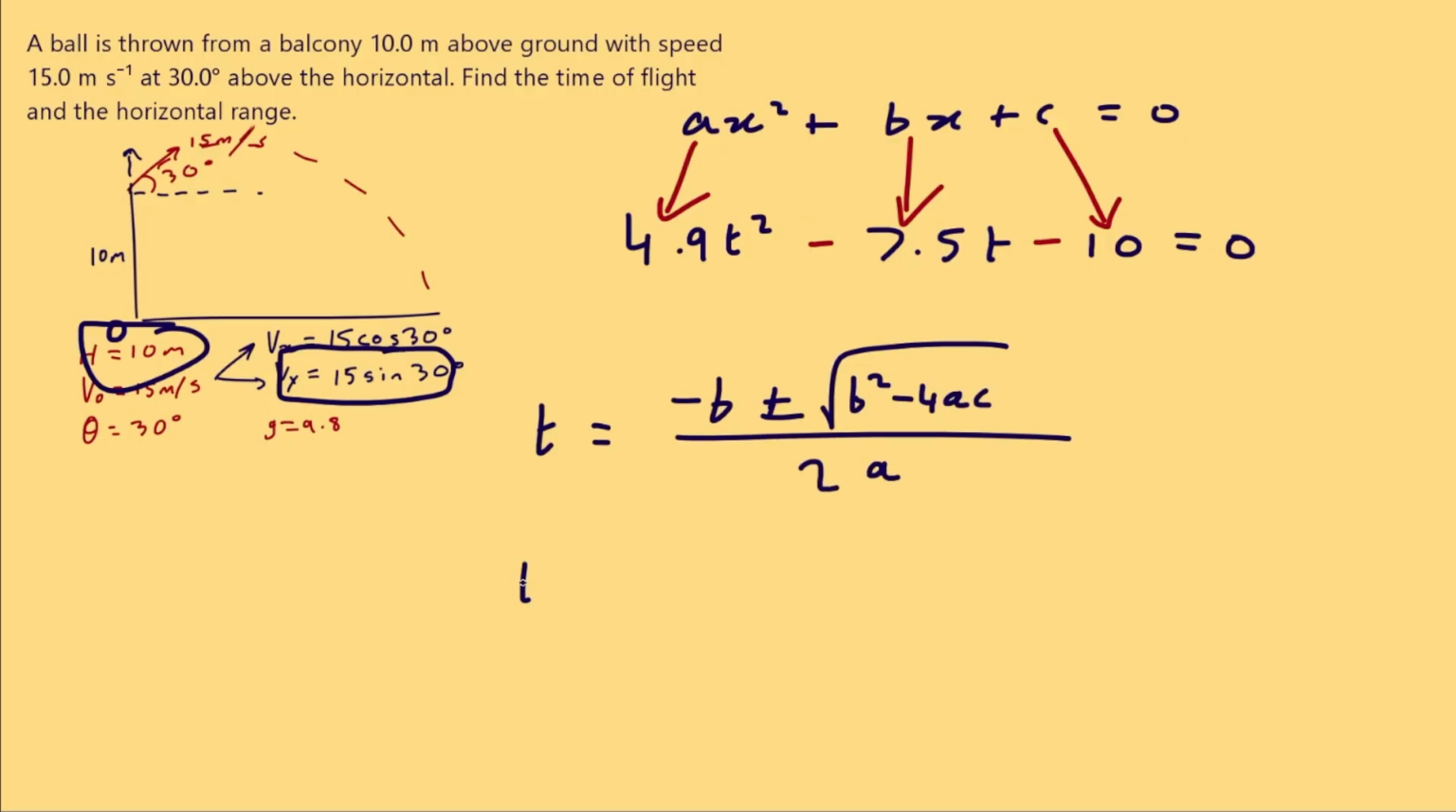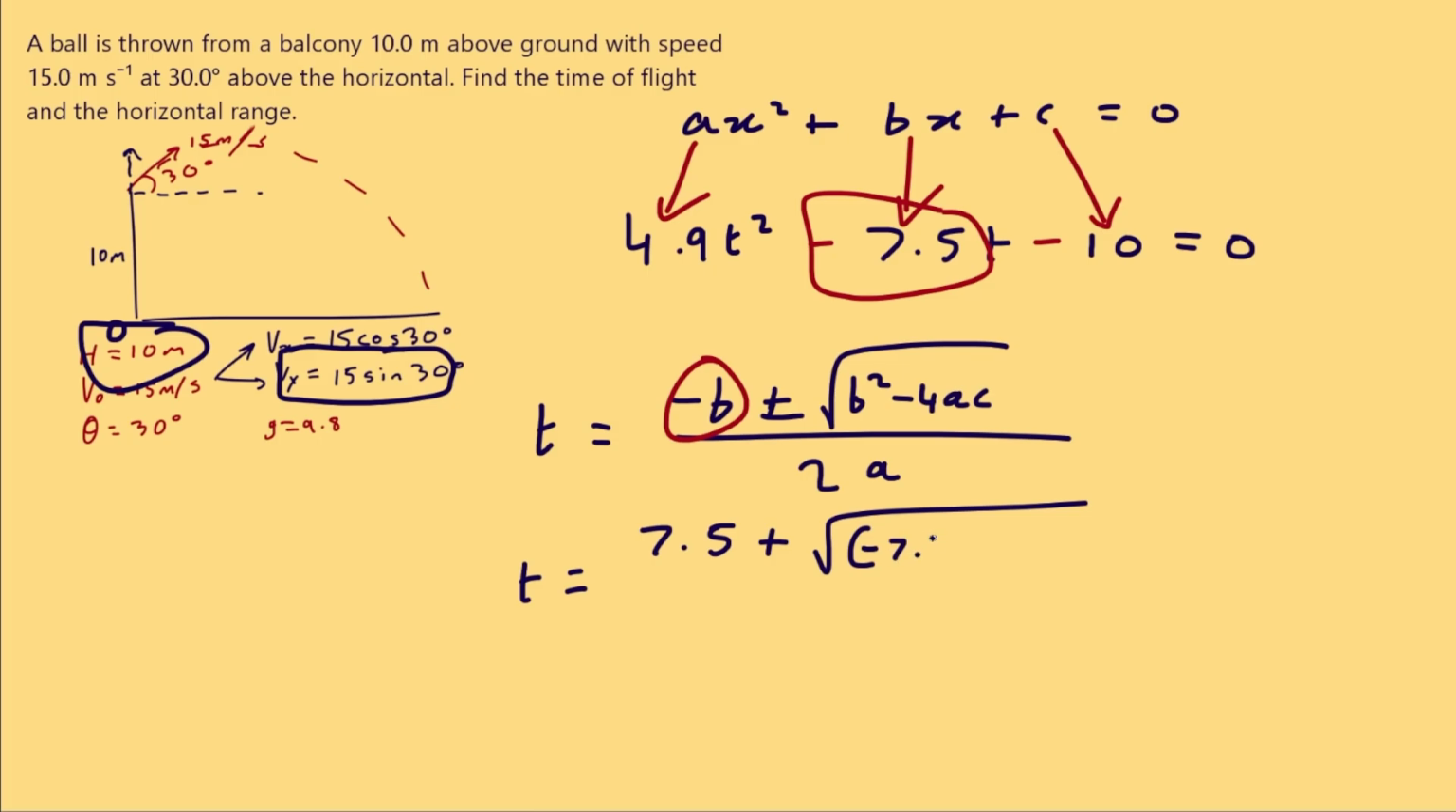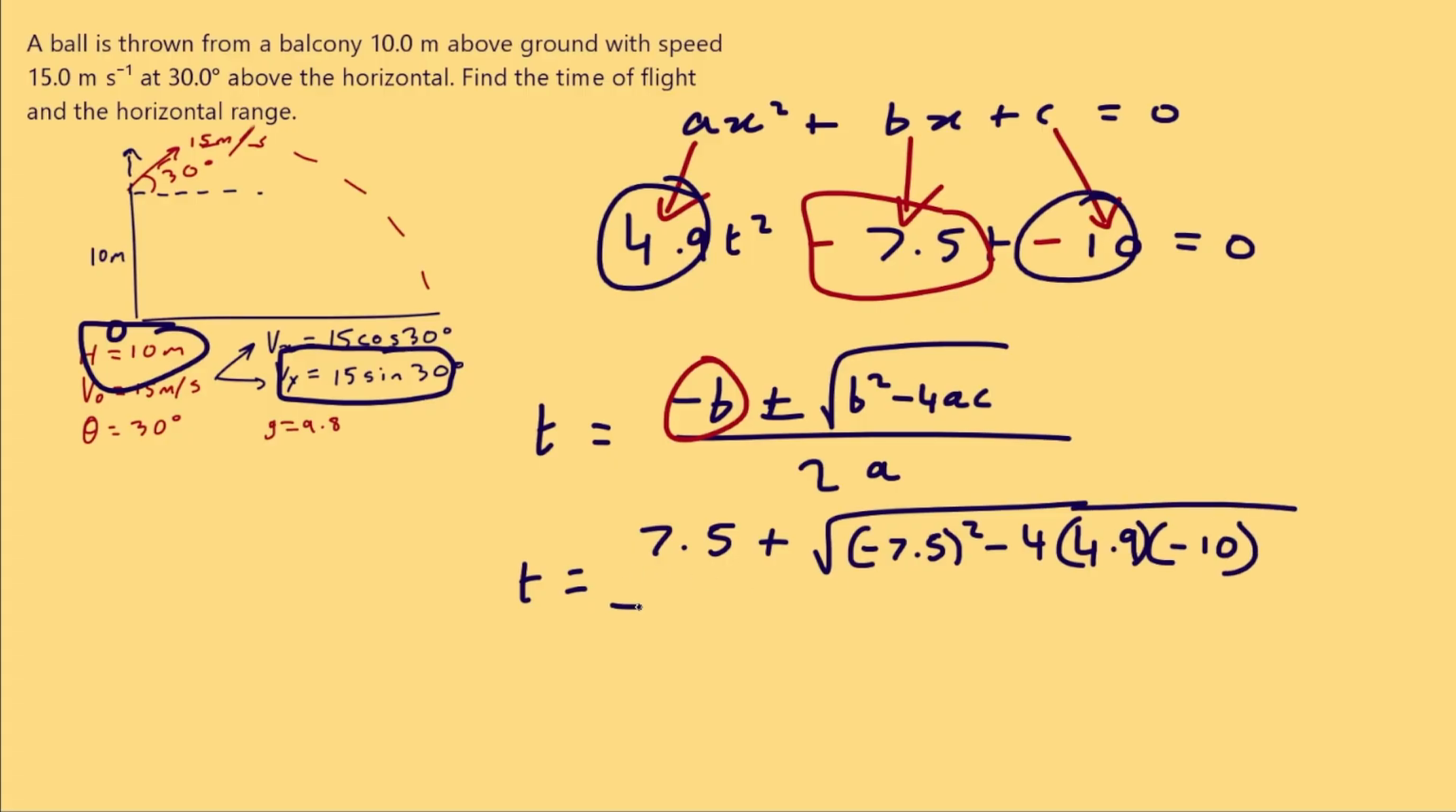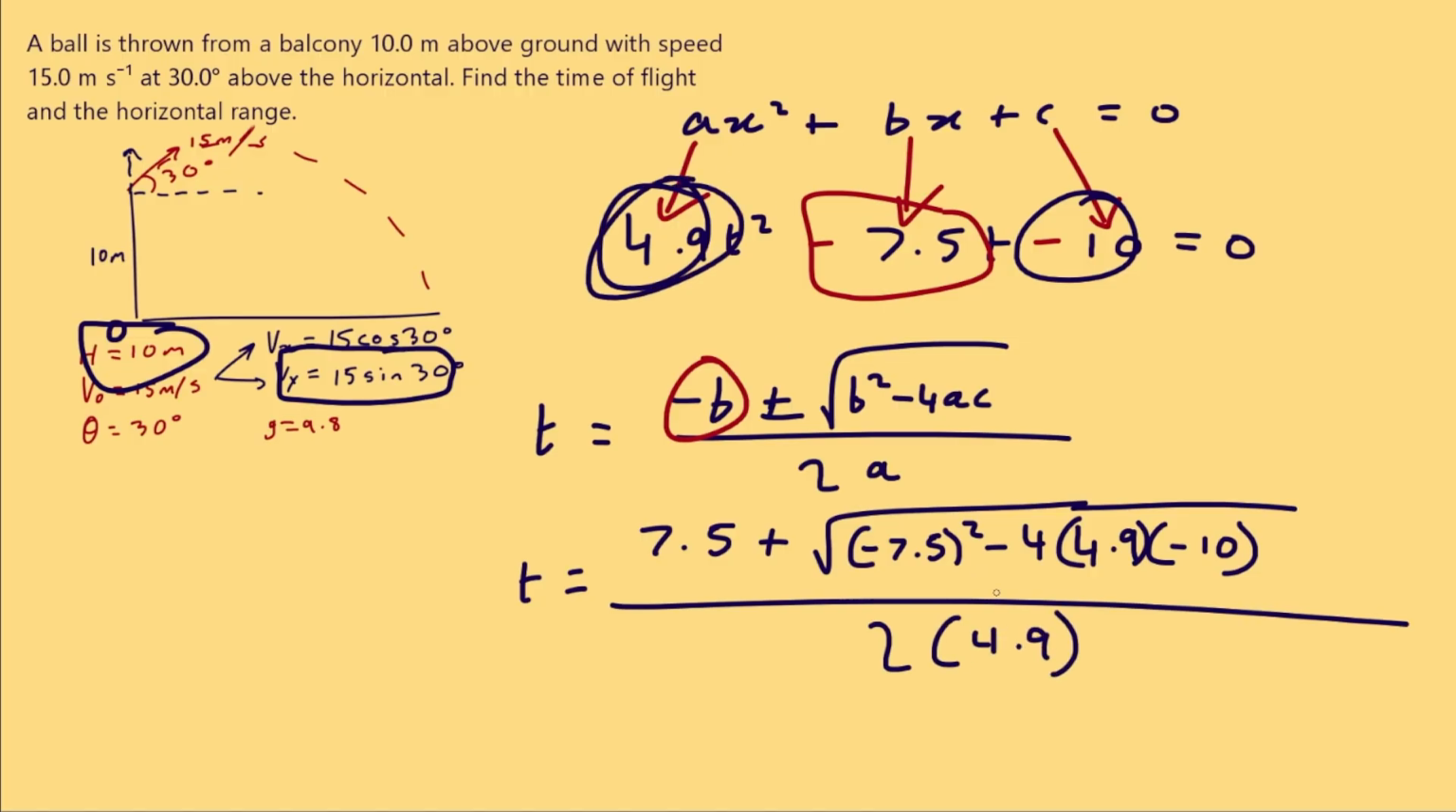Let's plug in our values and find out what our time answer is. Negative b would be positive 7.5. b squared minus 4 times a, which is 4.9, times c, which is negative 10, divided by 2 multiplied by a, which is 4.9. So we just substituted our values into the quadratic formula.